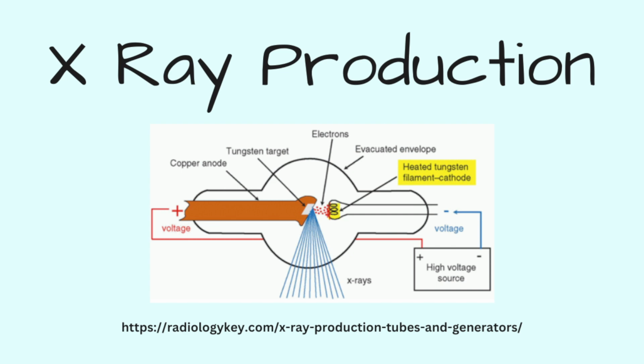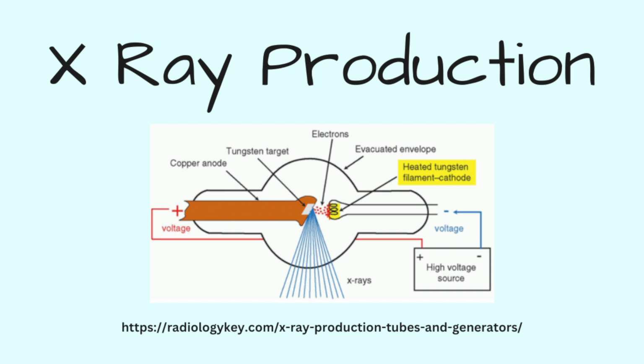There are two ways the X-rays are produced in this process. The first is called Bremsstrahlung, which is German for braking radiation. This type of X-ray is produced as the electrons are decelerated upon striking the anode. The second process produces characteristic X-rays. They're called that because they depend on the anode material.